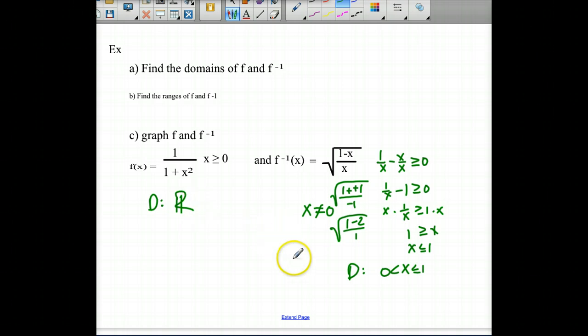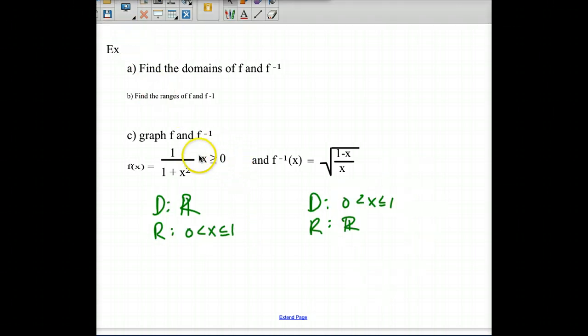Oh, let's talk about the ranges. So then the ranges would switch. The range of the original should be 0 to 1, and the range of the inverse should be all reals. But let's look at the graph to verify that.